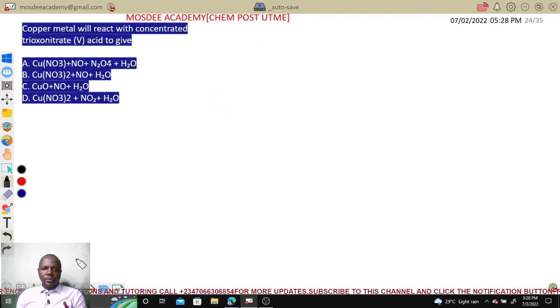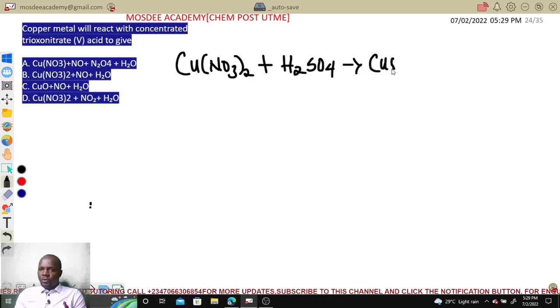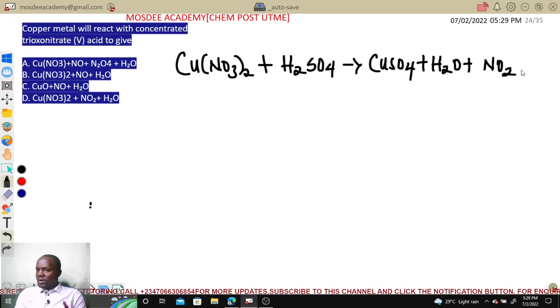Let's move. The next one says copper metal will react with concentrated trioxonitrate 5 acid. This is also a reaction question. This is one of the methods under the concept of nitrogen and its compounds. So we want to prepare nitrogen 4 oxide, NO2. We use this method: copper with concentrated HNO3. So guys should keep it in mind. It's going to give you Cu(NO3)2, copper nitrate, plus water plus NO2. Please note that NO2 is discharged. This is the gas that is being discharged. This is how we prepare NO2. This is a question of reaction which you can balance. So I don't think we should waste our time.